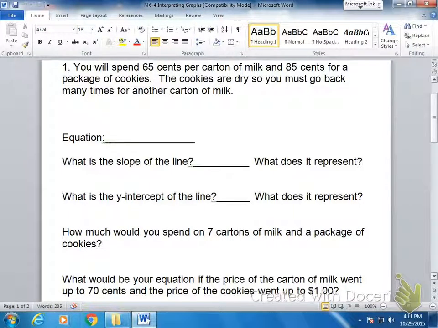All right, guys, so today what we're going to do is called interpreting graphs. It's kind of a review of some other stuff we've done, like initial value and rate of change. So let's start off with number one.